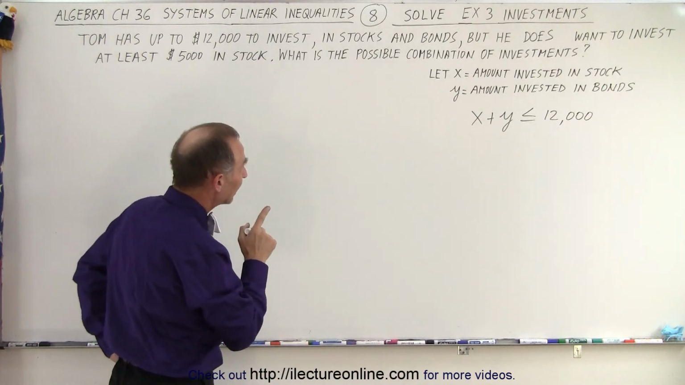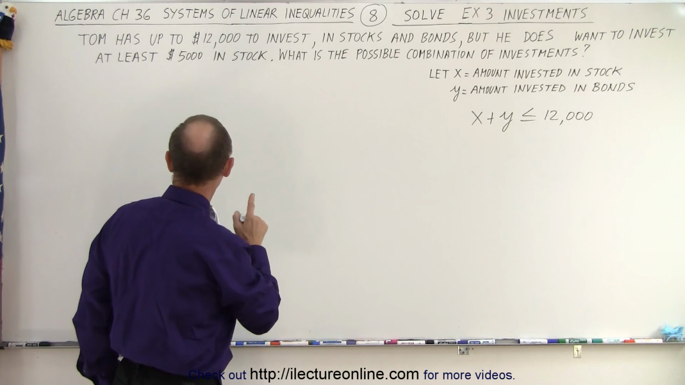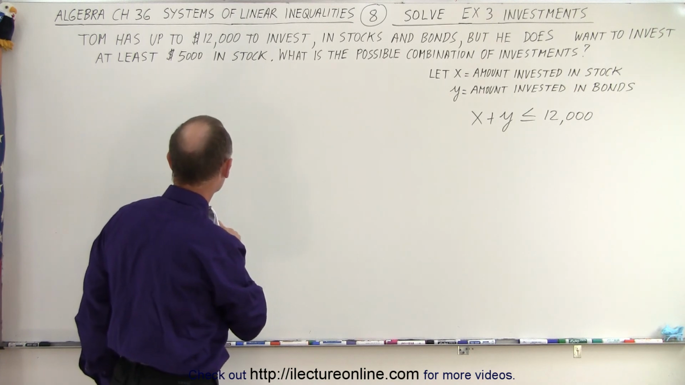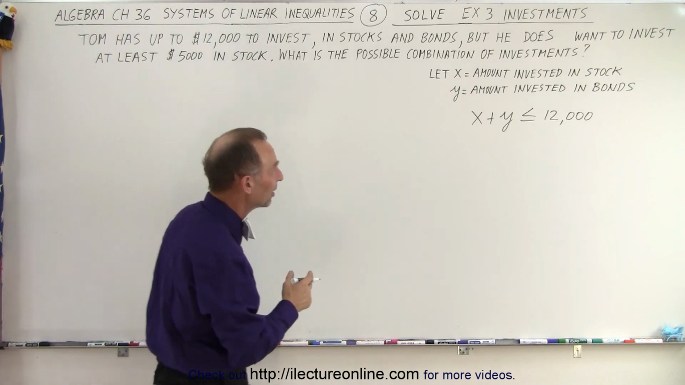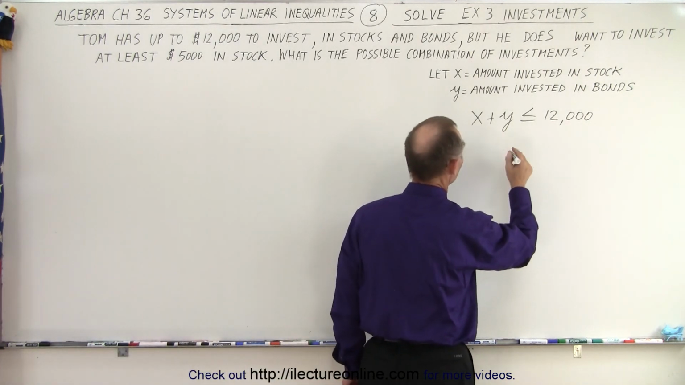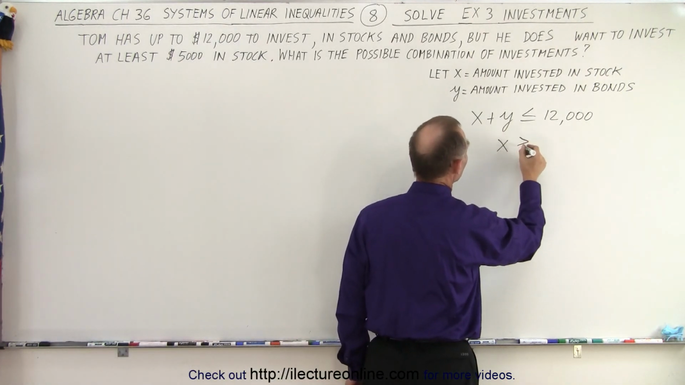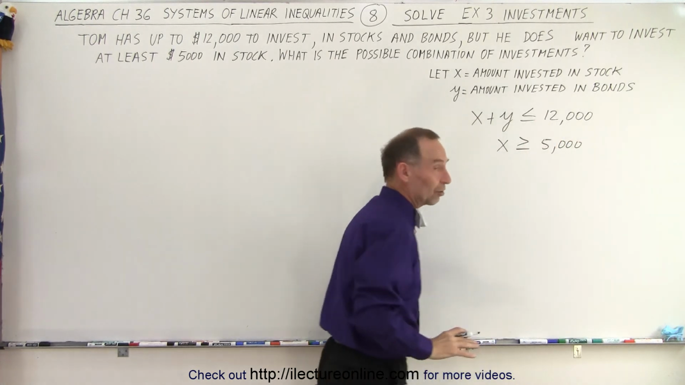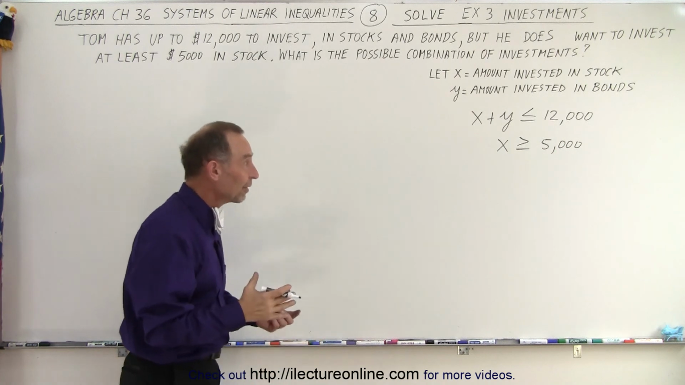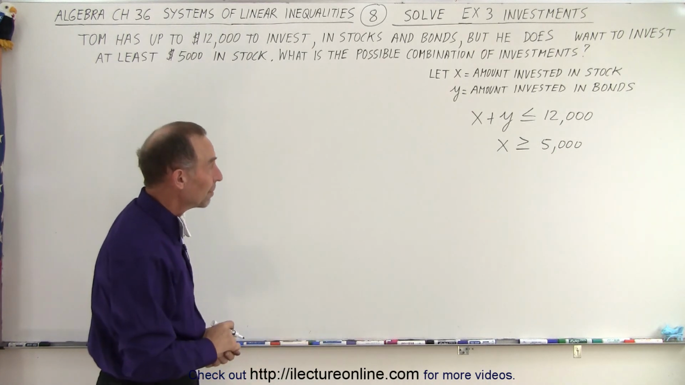And then he has a specific restriction to the stock. He wants to invest at least $5,000 in stock. And x is the amount invested in stock, so x must be greater than or equal to 5,000. Those are the restrictions. Now, based upon that, can we figure out what the range of investments can be?